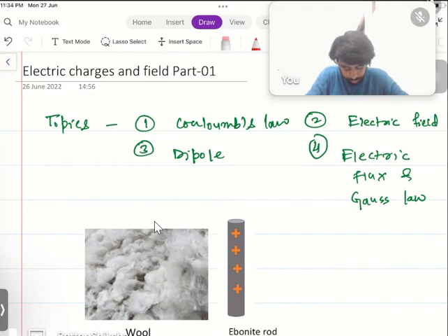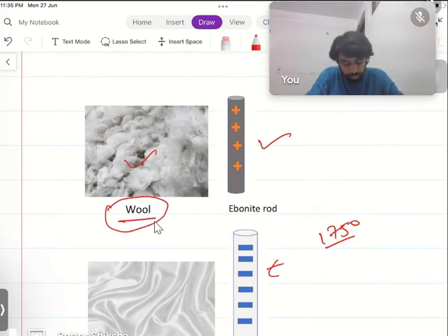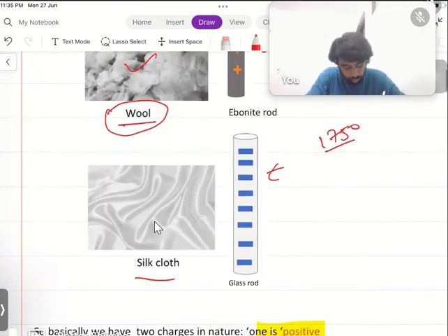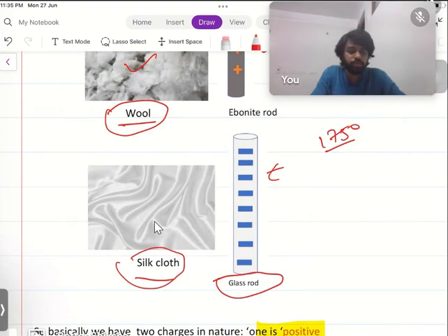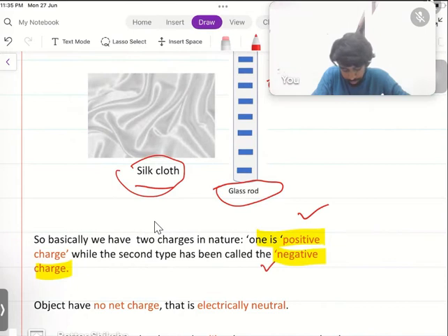So let's begin. As you know, if you have an ebonite rod and you rub this ebonite rod with wool, then this rod becomes positively charged. Whereas if you have a glass rod and you rub this rod with silk cloth, then this glass rod becomes negatively charged, right? So basically we have two charges in nature. One is called the positive charge, whereas the second type is called the negative charge, right?